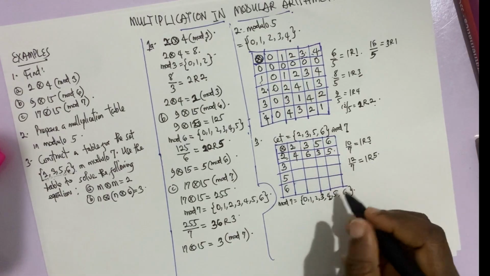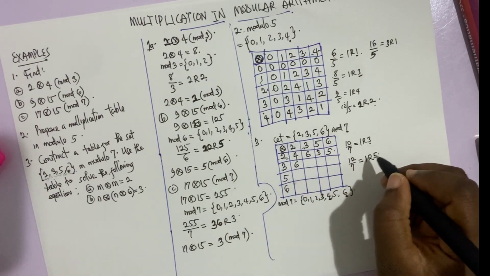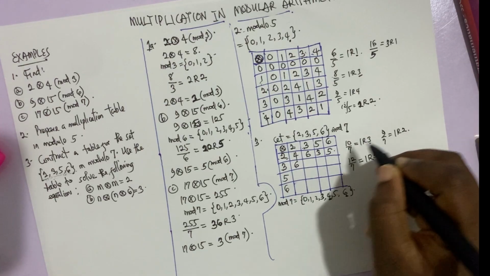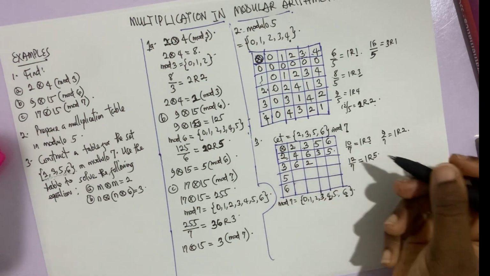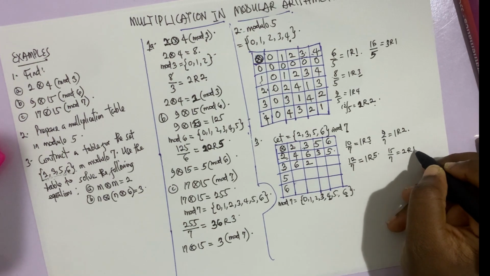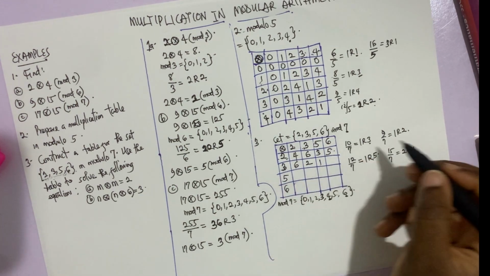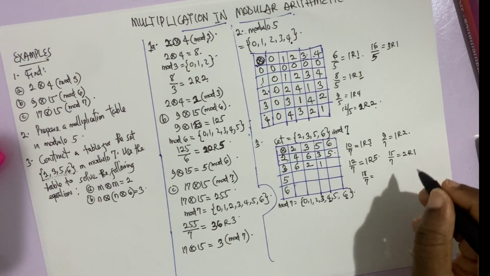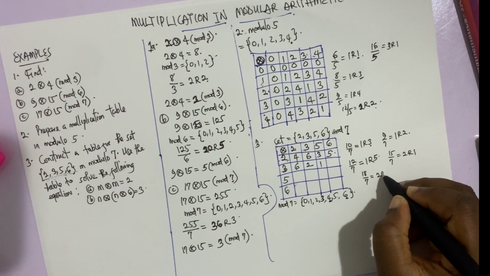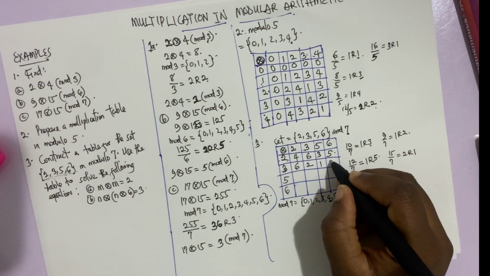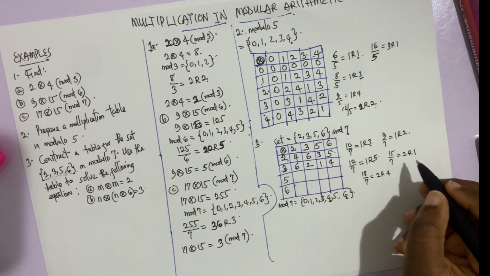3 times 2, 6 is valid. 3 times 3, 9. 9 divided by 7, 1 remainder 2. So we write 2. 3 times 5, 15. 15 divided by 7, 2 remainder 1. So we write 1. 3 times 6, 18. 18 divided by 7, 2 remainder 4. So we write 4.